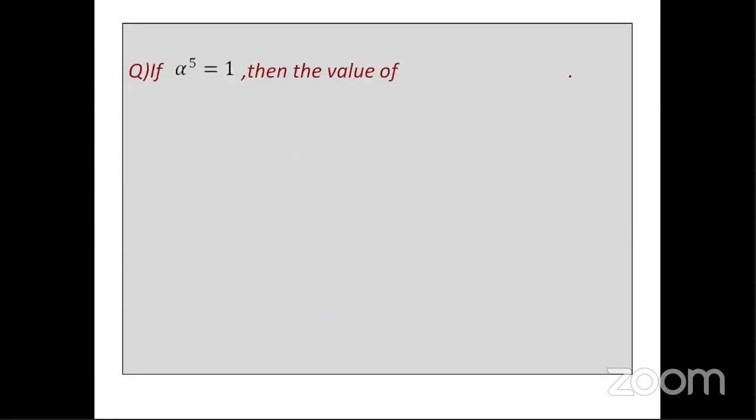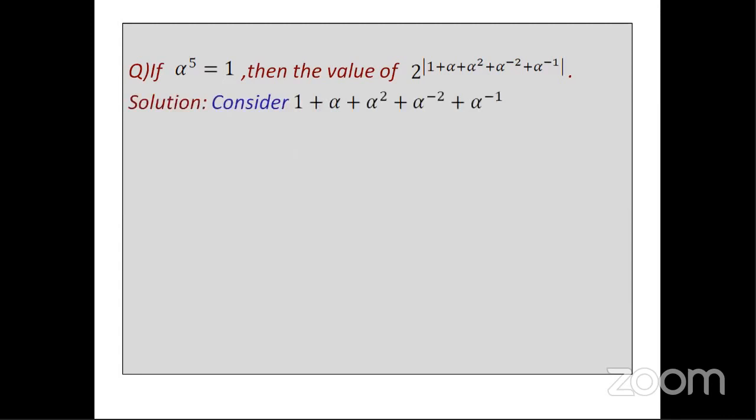If alpha power 5 is equal to 1, then find the value of 2 power mod of 1 plus alpha square plus alpha power minus 2 plus alpha power minus 1. This is the problem. Now we will consider 1 plus alpha square plus alpha power minus 2 plus alpha power minus 1. First we will solve this, then we will take the whole of the problem. We can rewrite alpha power minus 2 as 1 by alpha square and alpha power minus 1 as 1 by alpha.